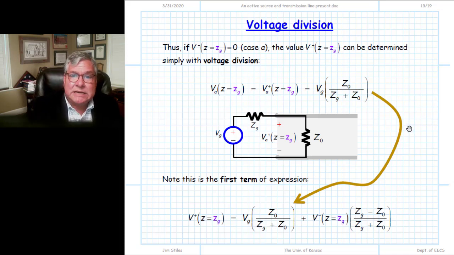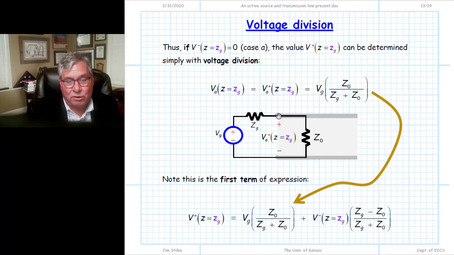So we can rewrite our circuit in this way. We're going to take our transmission line and replace it with its input impedance. In that case, that would be Z0. And so we have a simple voltage division problem. We know that the voltage at the input of the transmission line, the voltage at the output of the source, is simply equal to VG times the ratio of Z0 divided by ZG plus Z0. That value right there is voltage division, and that provides the voltage from here to here.